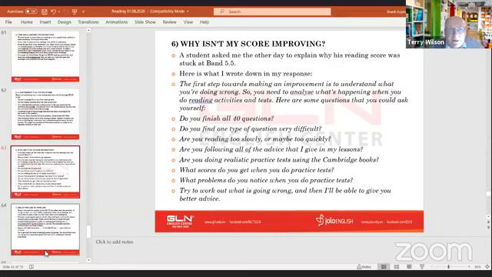Next, why isn't my score improving? A student asked me the other day to explain why his reading score was stuck at band 5.5. And this is what I wrote in response. The first step towards making an improvement is to understand what you're doing wrong. So you need to analyze what's happening when you do reading activities and tests. Here are some questions that you could ask yourself.